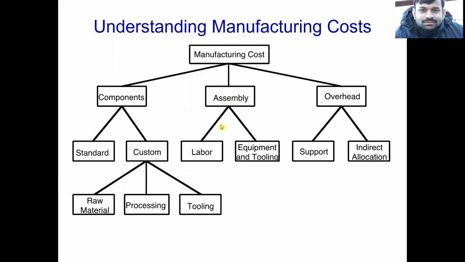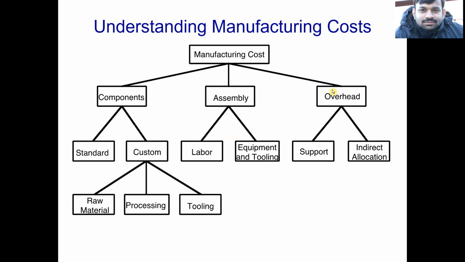Now, under the assembly, there can be two types of costing. That is labor cost. We have to pay something to the labor to do our work, and then the equipment and tool which is being used in order to do the assembly. So these two costs comprise the assembly cost. And the overhead cost, what can be the overhead cost? It can be the support from various staff, from various institutions, government institutions, private institutions, and so on, and indirect allocation. So these can be the overhead cost.